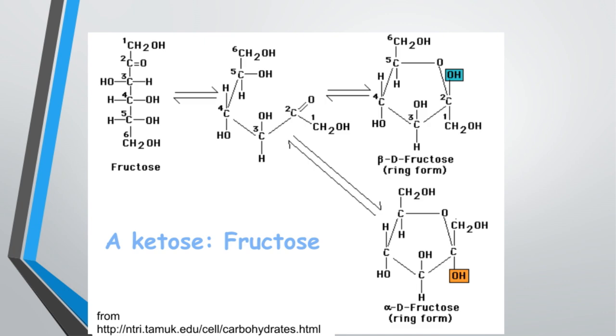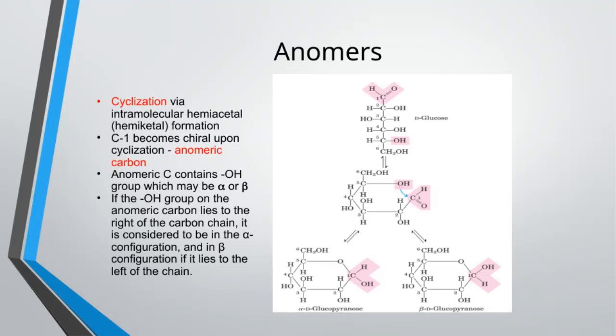It's often used as a sweetener in processed foods because it's very sweet and metabolized differently than glucose. Understanding fructose as a ketose helps us appreciate the diversity of carbohydrates and how their structures influence their functions and metabolism. This connection to the overall theme highlights the importance of molecular structure in determining the behavior and role of sugars in biological systems. Now let's look at how cyclization occurs through intramolecular hemiacetal or hemiketal formation.